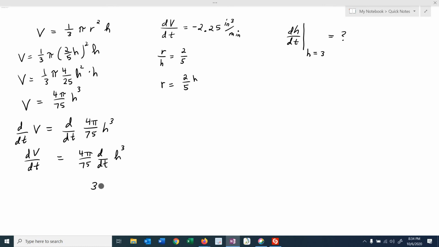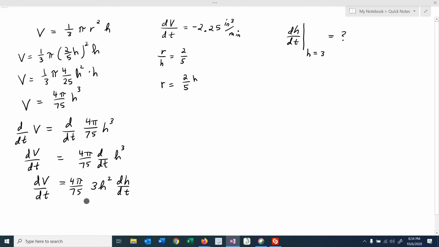Okay, so the outer derivative is just going to be 3h squared, because the 3 comes down and you subtract 1 from that exponent. And of course the inner derivative is just going to be the derivative of h, which is the inner function, with respect to time. So we get dh/dt. Okay, so that's just the chain rule. The outer derivative here times the inner derivative. Okay, and that gets multiplied by the constant. And now we have a relationship between two rates of change. dV/dt is being related to dh/dt now. So that's why this is called a related rates problem.